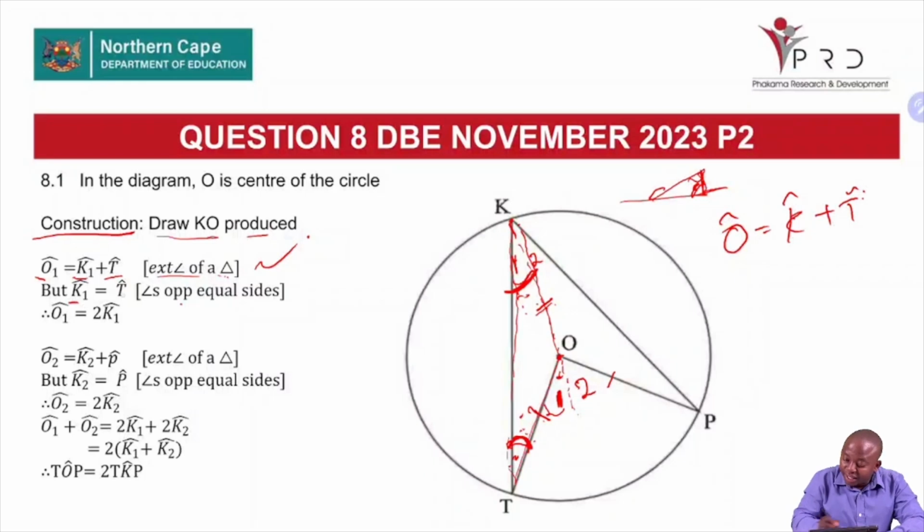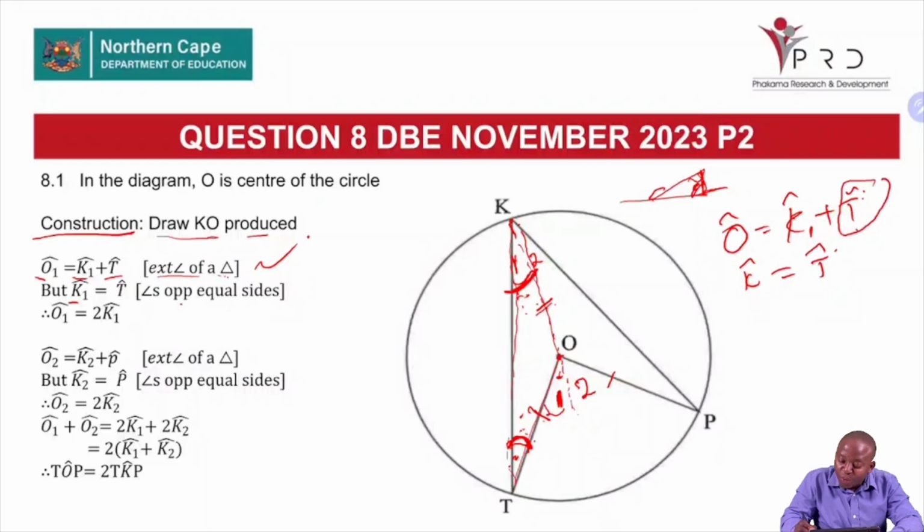But we are saying K1 is equal to T. What does it mean? It means now, in a space of T, we can substitute T with K1. So we can just put K1 to that side there. So in such a way that we're going to have angle O1 equals angle K plus, because T and K are the same, K1 and T are the same, due to opposite angles, opposite equal sides.